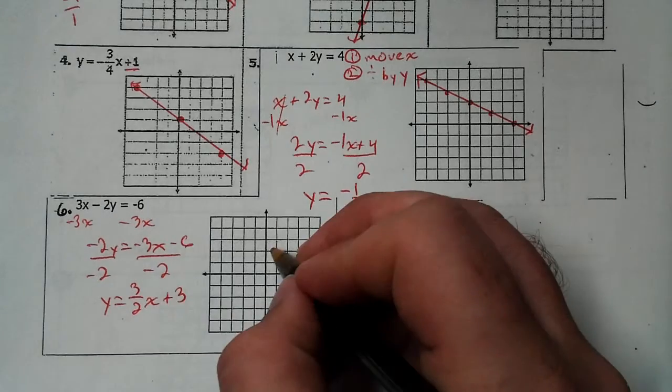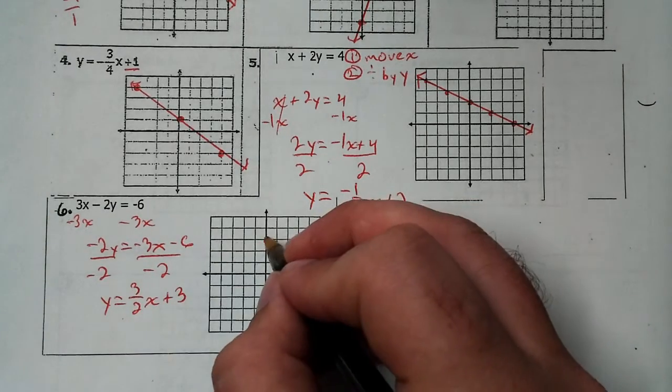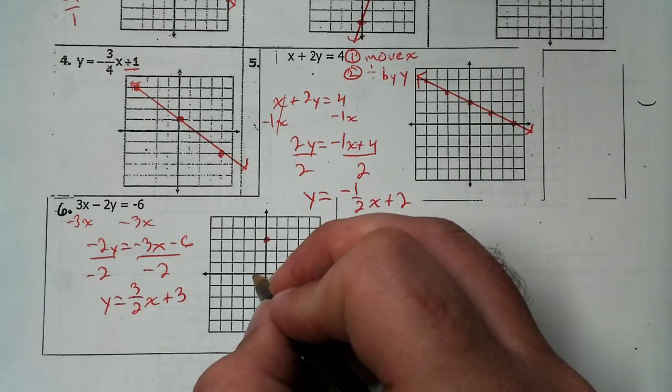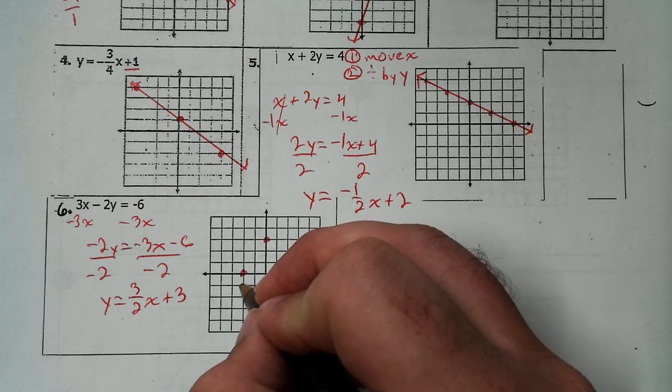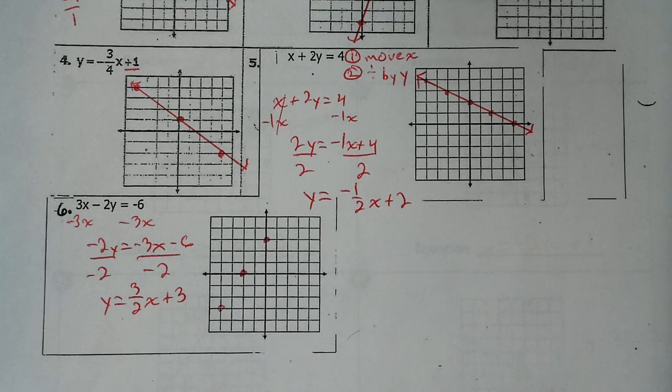Got my y-intercept, graph it, 1, 2, 3. My slope, 3 over 2, up 1, 2, 3. Don't have room, so I'm going to go backwards. And there is my line.